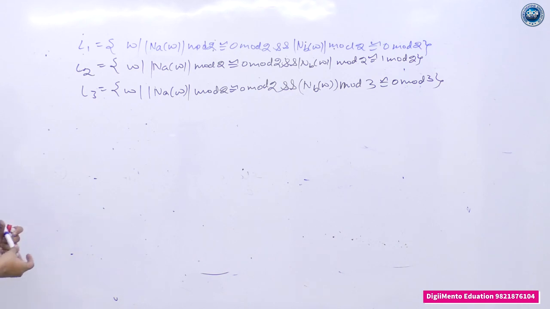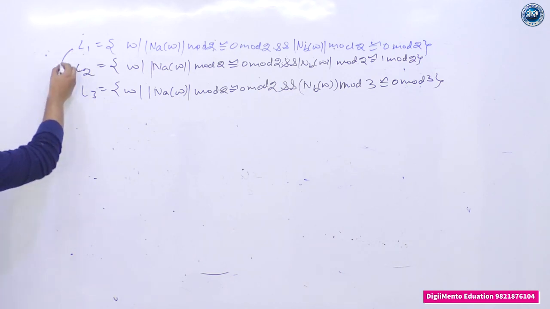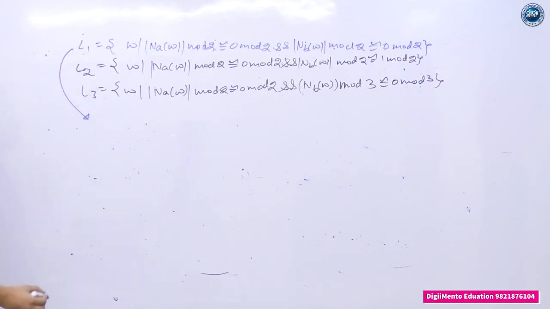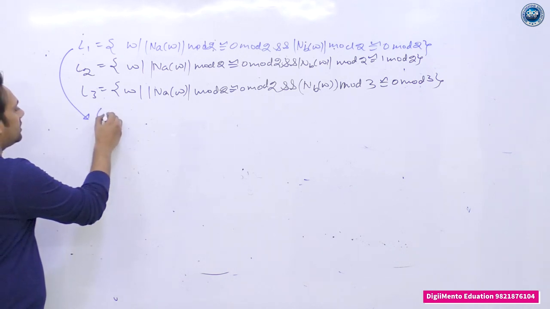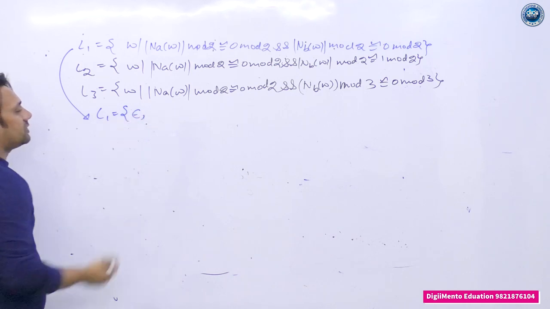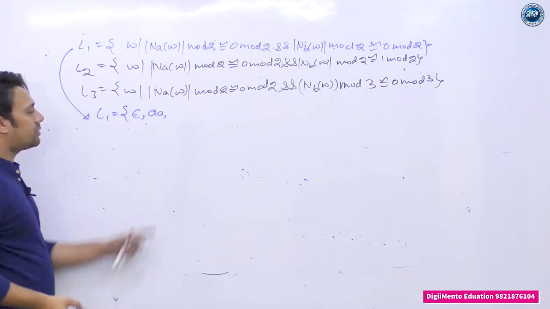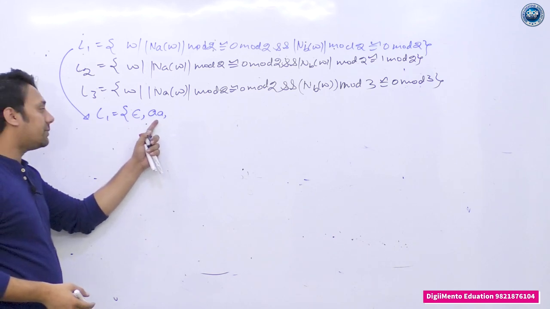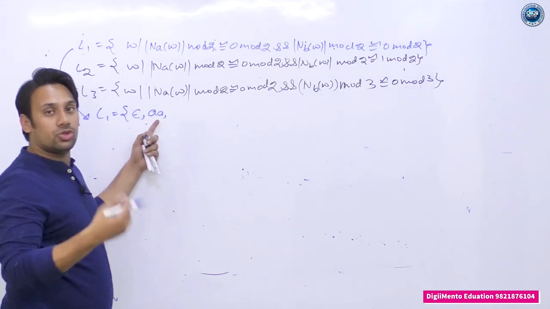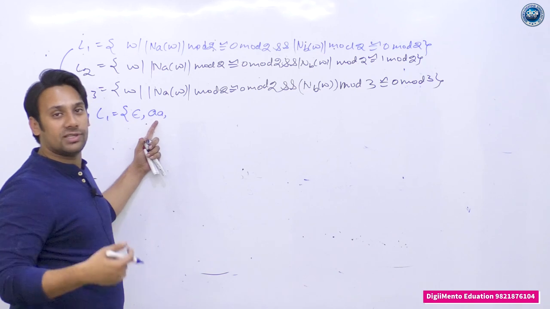Okay, so the first problem says that the number of A should be even and the number of B should also be even. So the strings in the language can be epsilon, a single epsilon. You can have double A, because number of A is even and number of B is also even. How many B's are there here? 0, because there are 0 B's and 0 B's are always even.